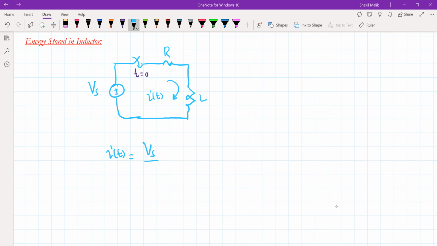It is Vs by R times (1 minus e to the power of minus t by tau). And how much is tau? Tau is simply L by R. That's referred to as the time constant of this circuit.